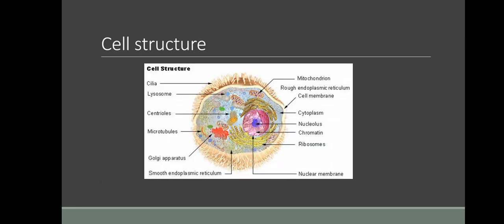So a cell structure. This cilia is hair. It's hairy. Sometimes you find it on your throat or in your nose. Then we have the lysosomes, centrosomes, microtubules, Golgi apparatus. Then the endoplasmic reticulum is divided into two: smooth endoplasmic reticulum and rough endoplasmic reticulum. So we have the nuclear membrane, ribosomes, chromatin, the nucleolus, cytoplasm, and the cell membrane.